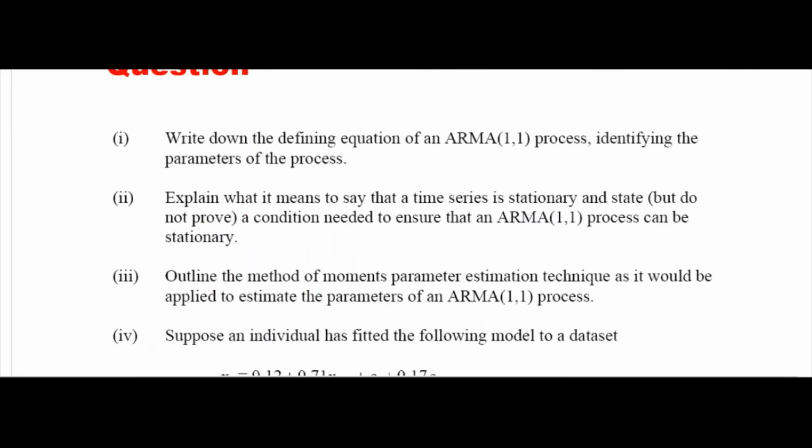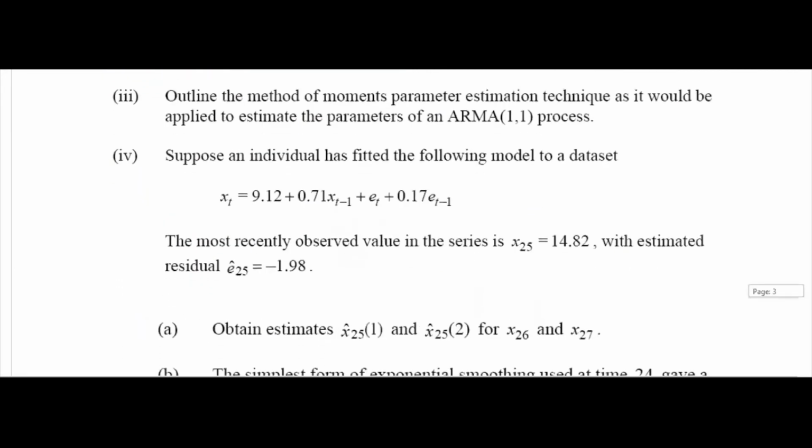Write down the defining equation for the ARMA(1,1) process. See here, suppose an individual has fitted the following model to a data set: x_t is equal to this one, ARMA(1,1). The most recently observed value in the series is x25, that means up to 25 we know, with estimated residual. This residual is estimated from the data. If the whole data is given, you can estimate it whichever way you want. Now that you don't have data, they've given this one and this one, and you find the 1-step-ahead forecast and the 2-step-ahead forecast.